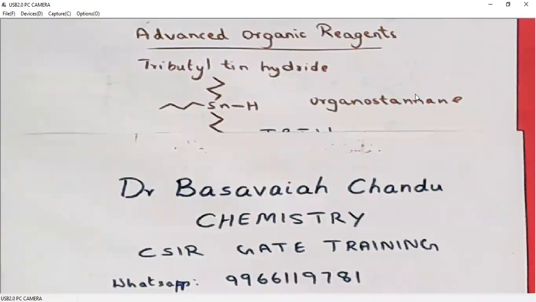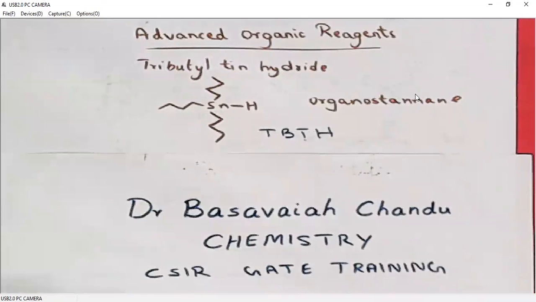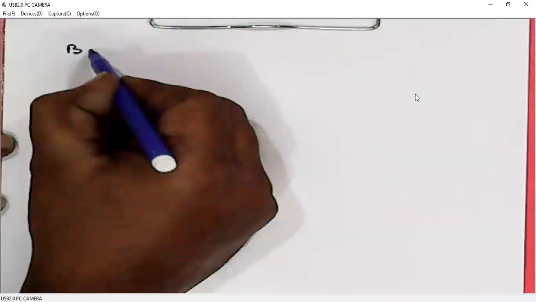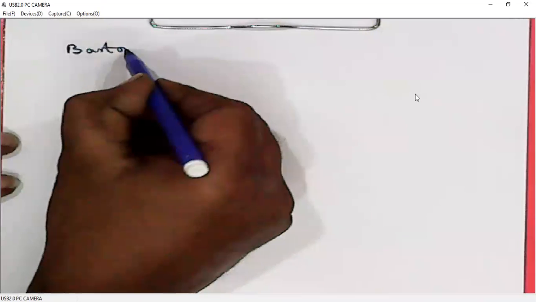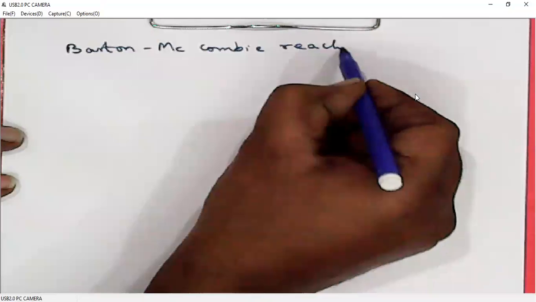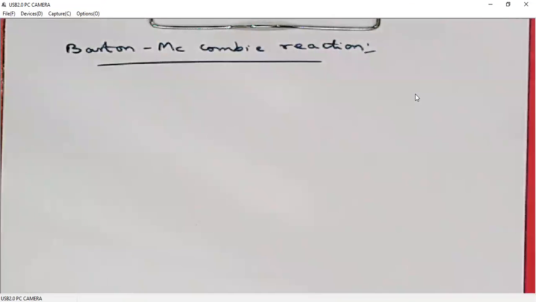We were discussing tributyltin hydride. Now we will discuss Barton McCombie deoxygenation, the Barton McCombie reaction. What is this Barton McCombie deoxygenation?